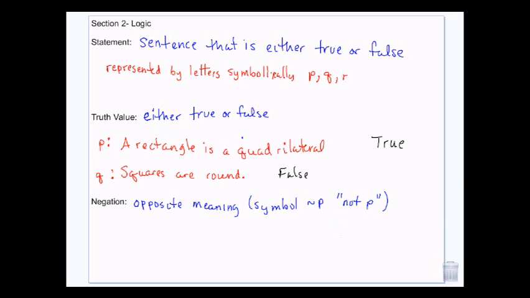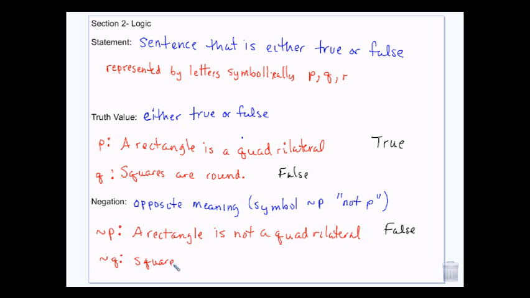And so in this example, not P would be a rectangle is not a quadrilateral. That would be false. And not Q would be that squares are not round. This would be true.